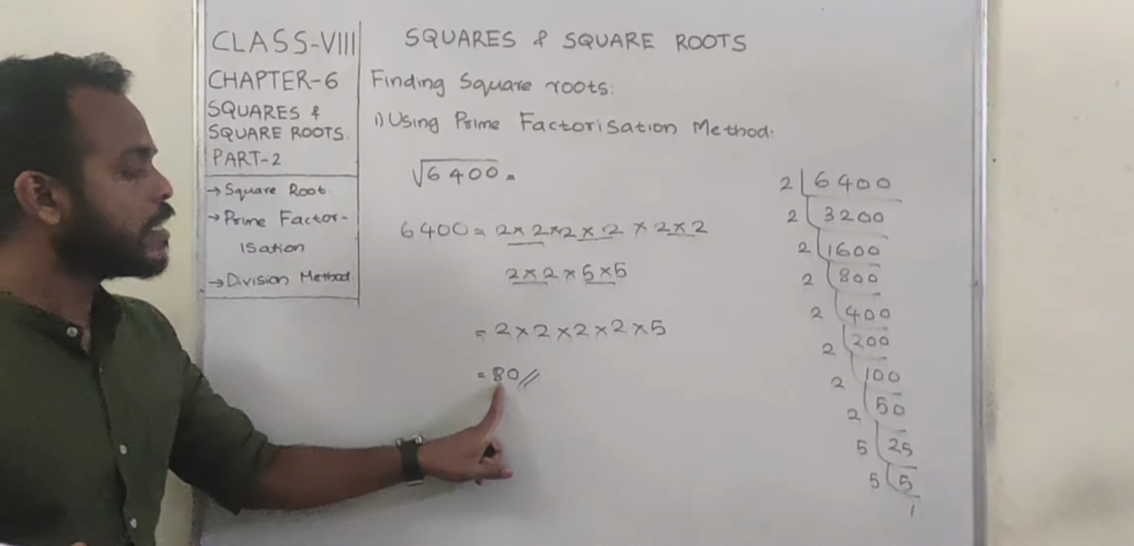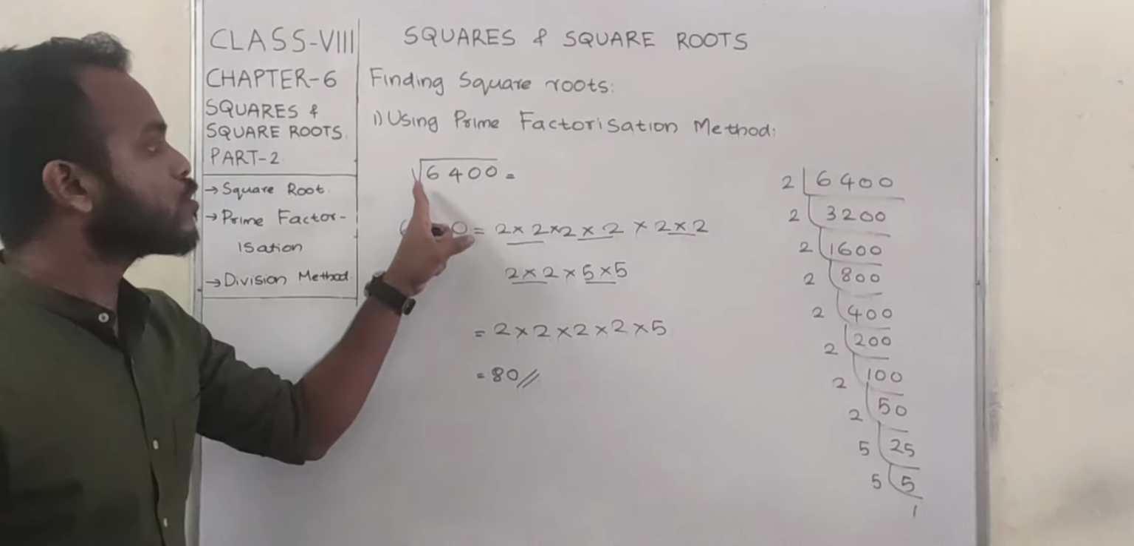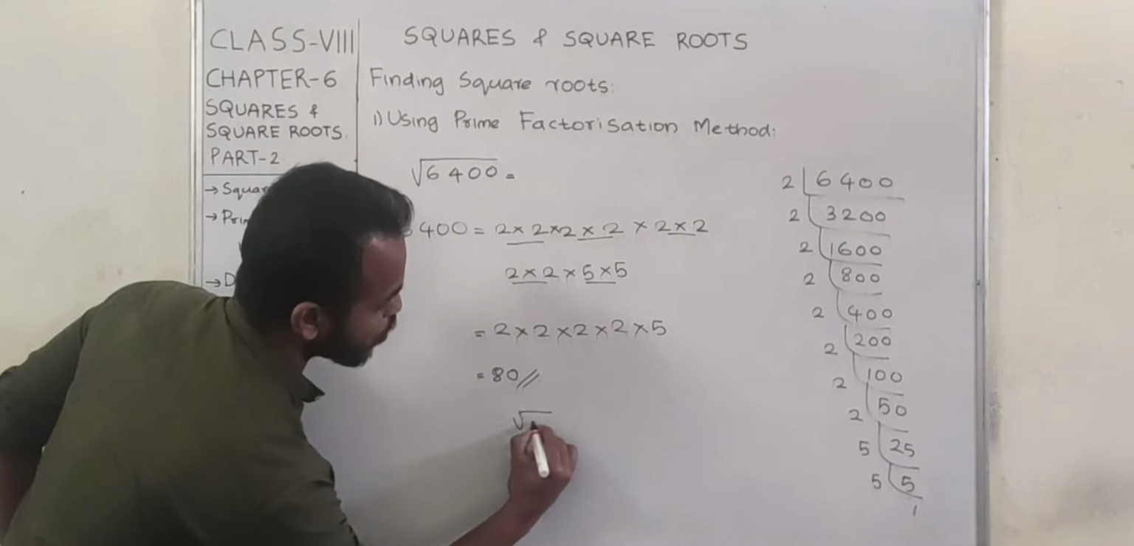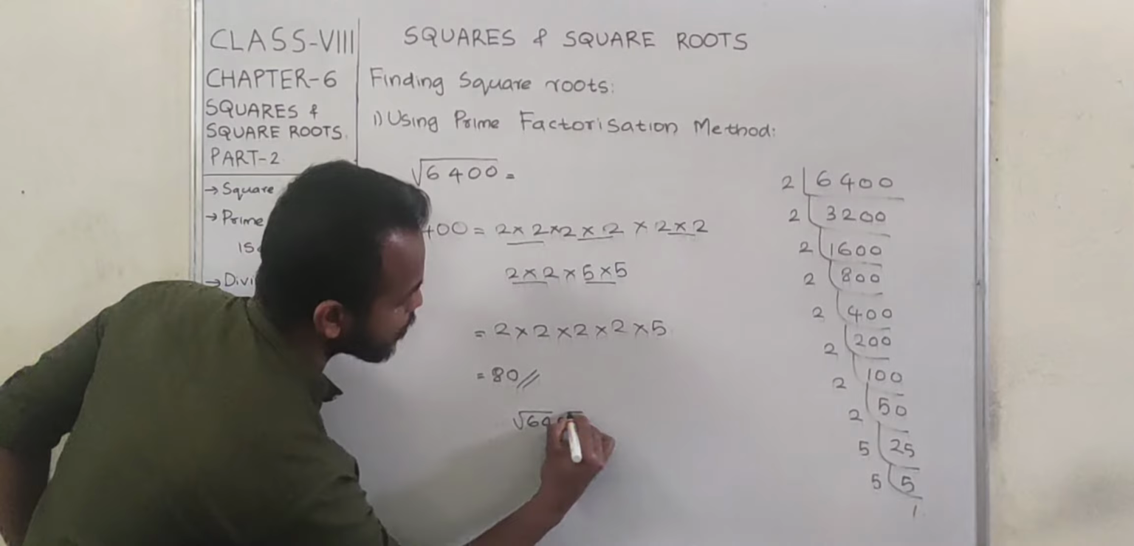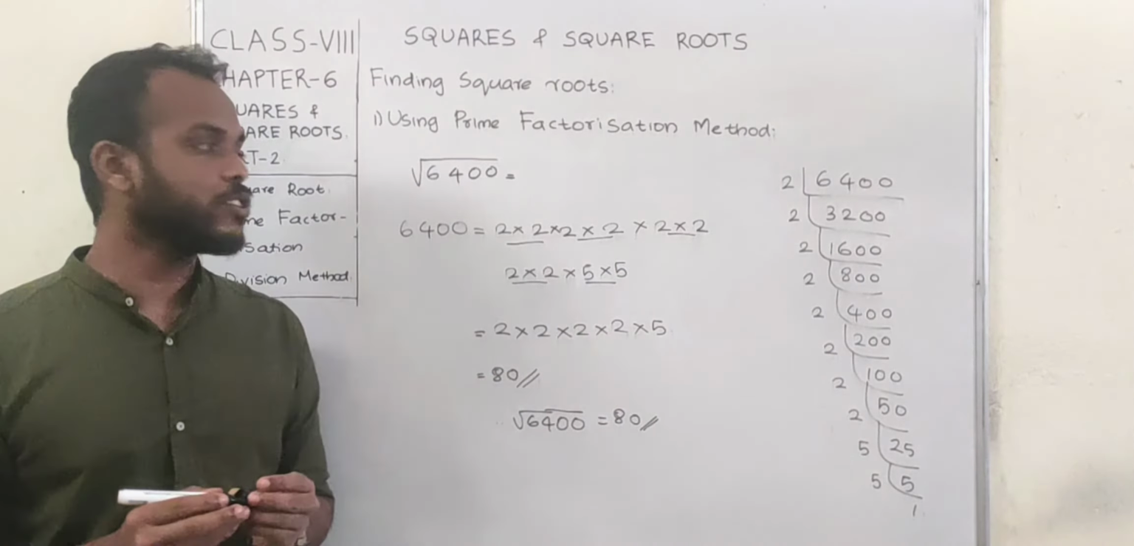So we have got square of 80 is equal to 6400, or in the reverse way, square root of 6400 is 80. Therefore we can write root of 6400 is equal to 80. I hope you understood this one.